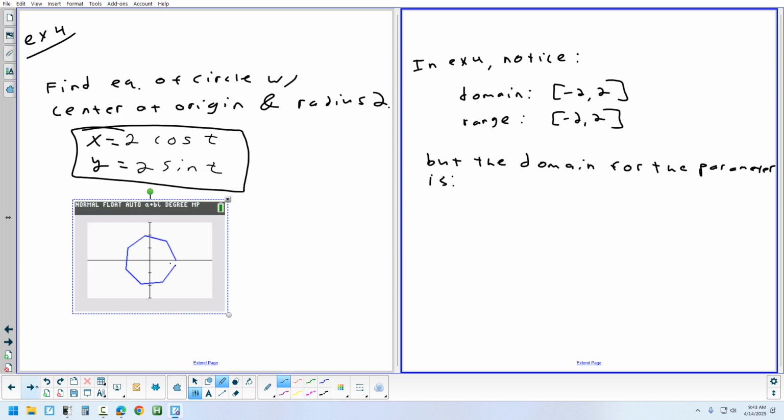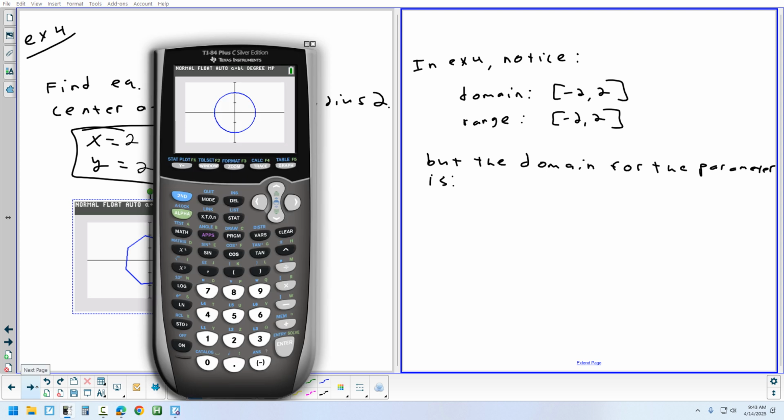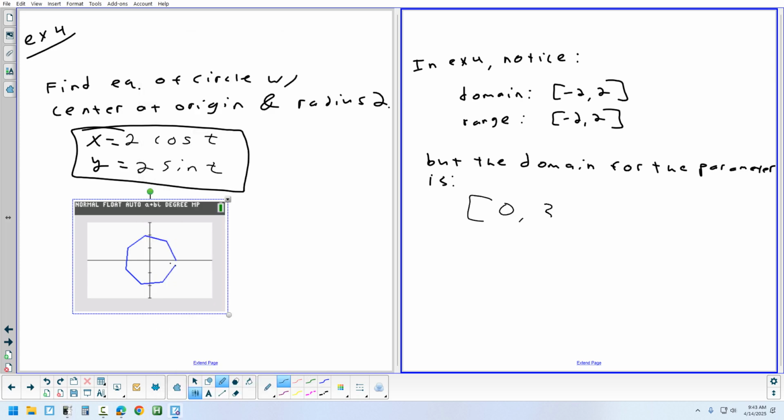So notice the domain was -2 to 2, and the range was -2 to 2. But the domain for the parameter is 0 to 360. If you don't make it 0 to 360, you will not get a full circle. That's 0 to 270, which is 3/4 of a circle. So you've got to go 0 to 360 or 0 to 2 pi if you're trying to do something with trig generally to get a full picture.